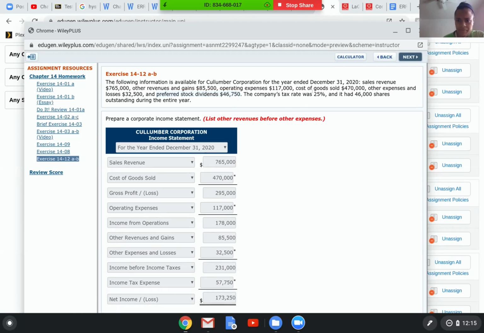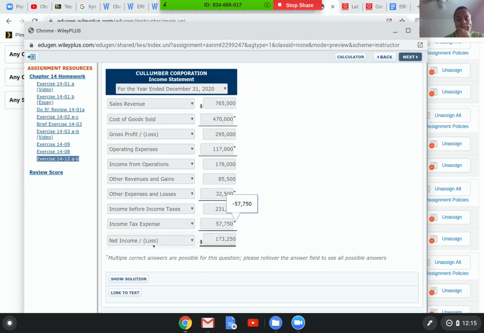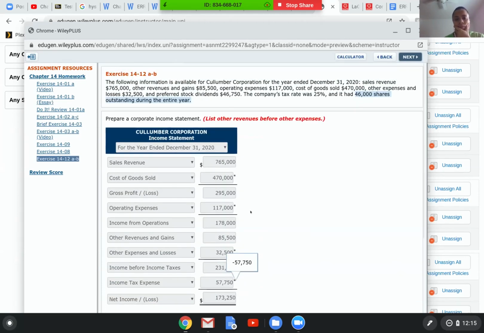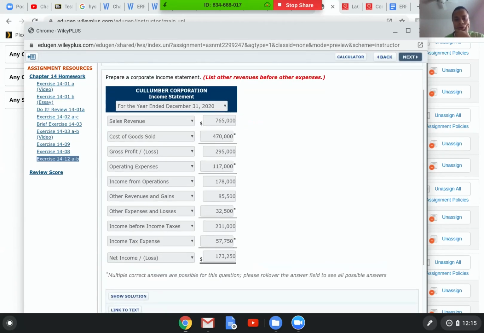And then also, you can see here that the tax rate is given at 25%. So this income tax expense, you would calculate as the income before income taxes multiplied by the 25% to give you the income tax expense, all right? And the shares number that's given is not needed for the income statement. It is needed for the earnings per share calculation. Does anybody have any points of clarification or questions on what I just said here for this homework?